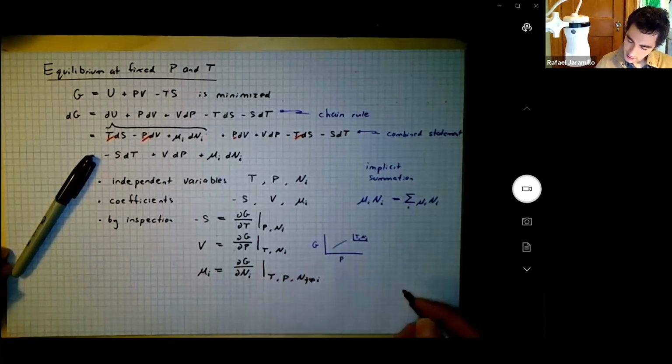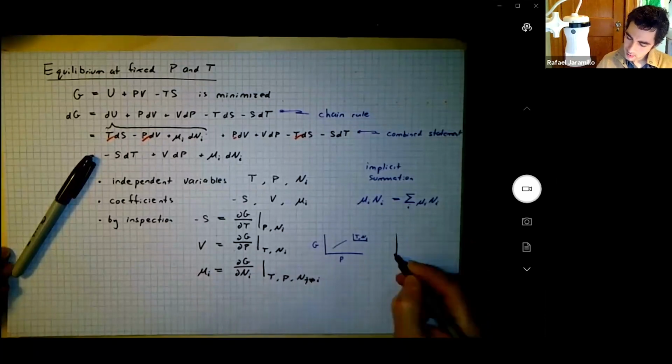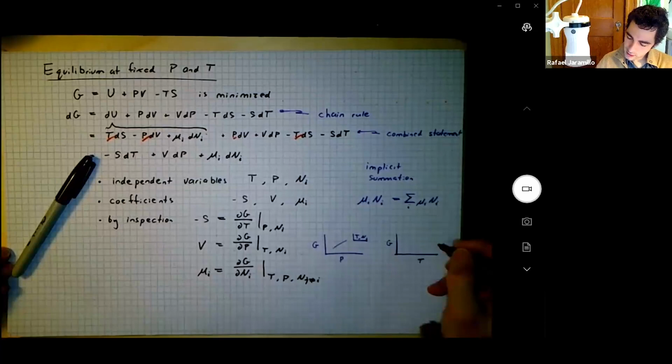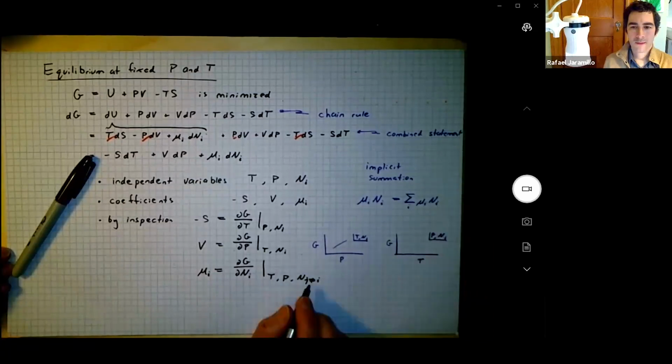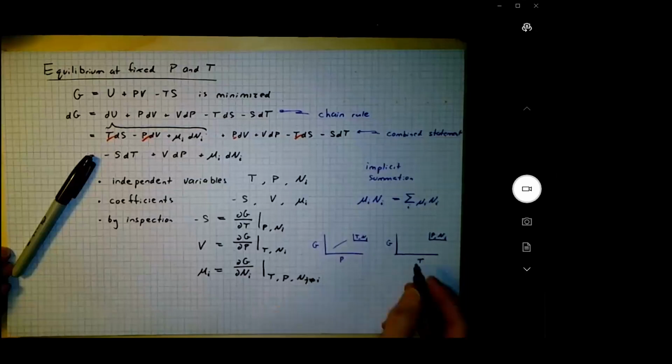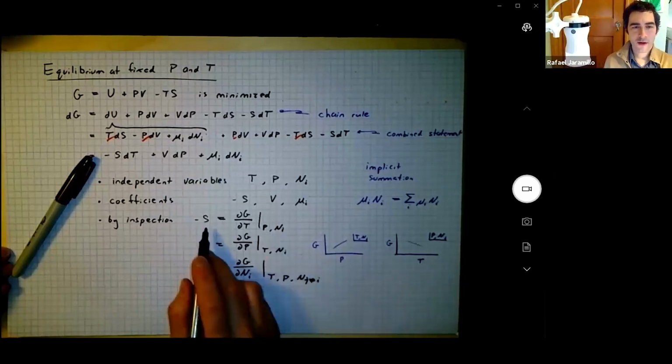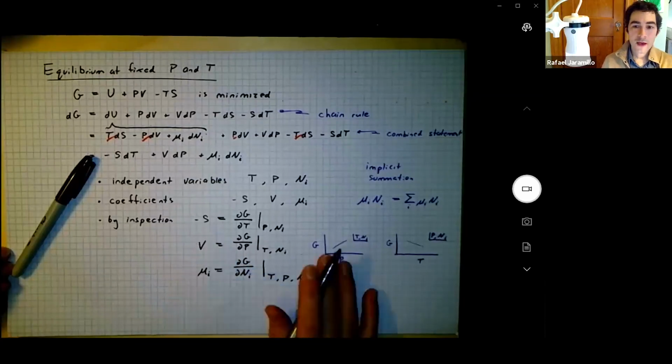What about this? What about temperature? Change of Gibbs with temperature for fixed pressure and particle number. Negative. Yeah, it's negative because entropy is strictly positive. So negative entropy is strictly negative. You have to think about these slopes.